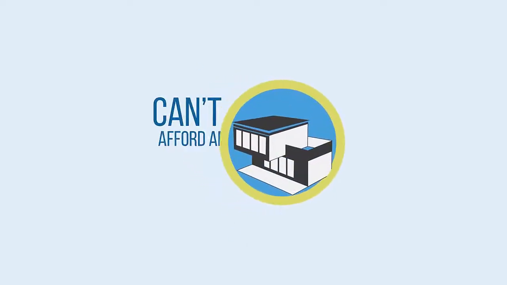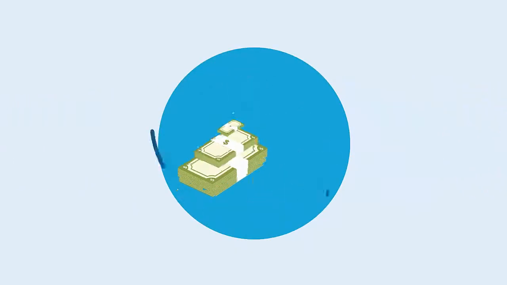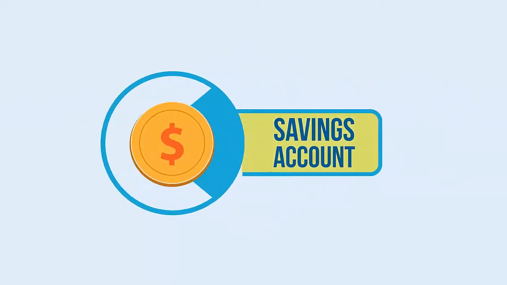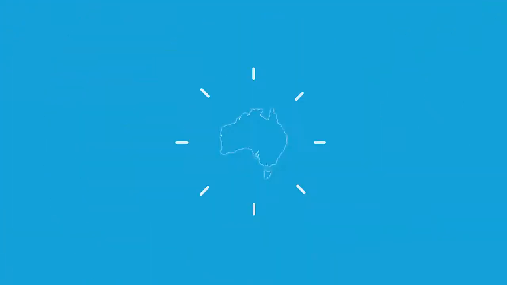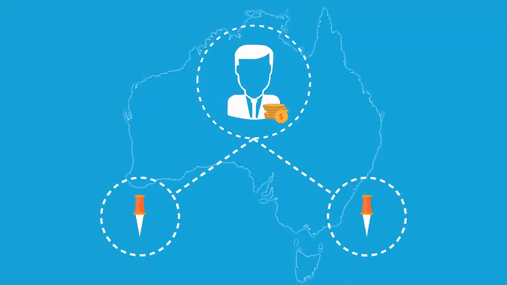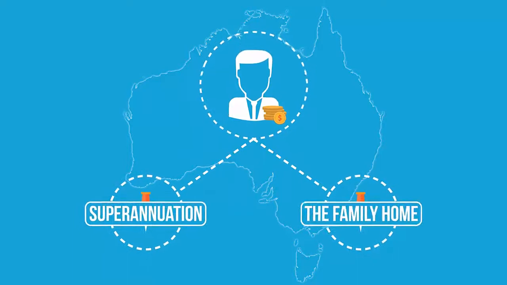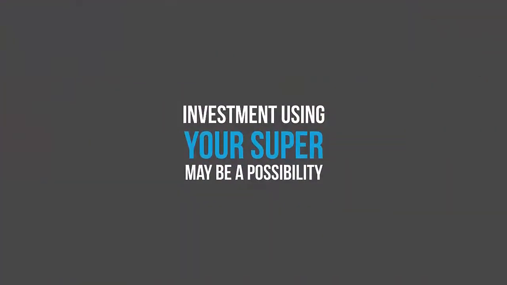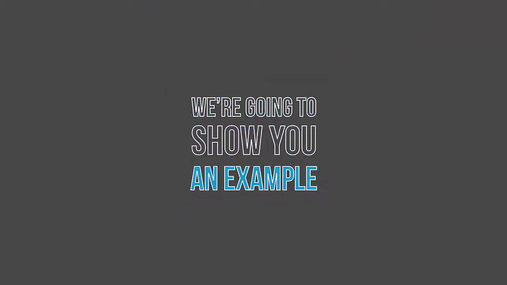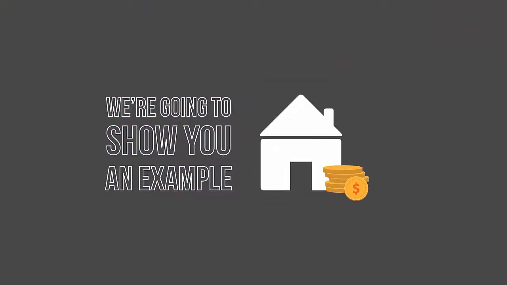Most people think they can't afford an investment property because they don't have a pile of cash saved up. But cash from your savings account is just one source of funding. Typically, most Australians have potential investment equity in two other locations: superannuation and the family home. Investment using your super may be a possibility, but in this video, we're going to show you an example using the equity in your own home.